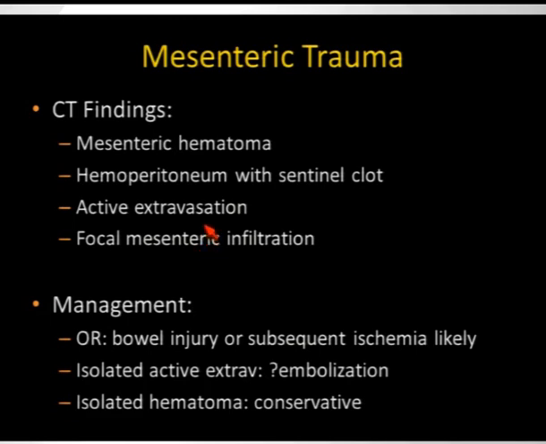Let's move on to discuss mesenteric trauma. The CT findings described are mesenteric hematoma, hemoperitoneum with a sentinel clot, active extravasation of contrast, and focal mesenteric infiltration, focal bleeding into the mesentery. The management will vary and will depend on what is the likelihood of there being a bowel injury or ischemia to the bowel secondary to the injured vessel in the mesentery.